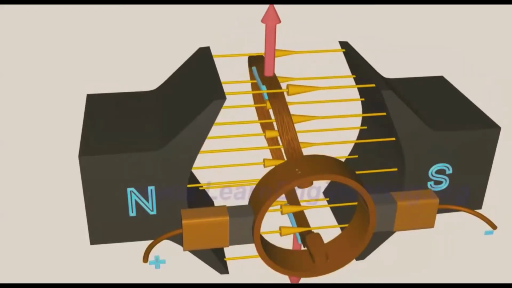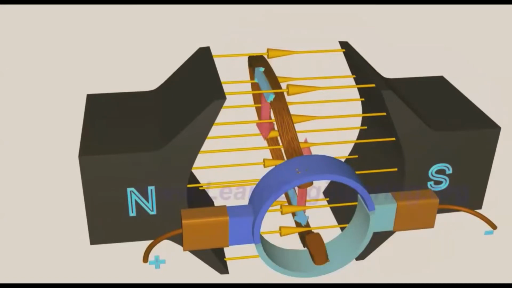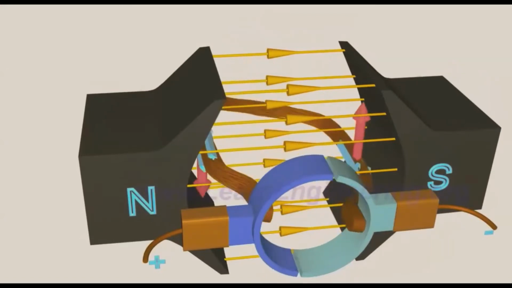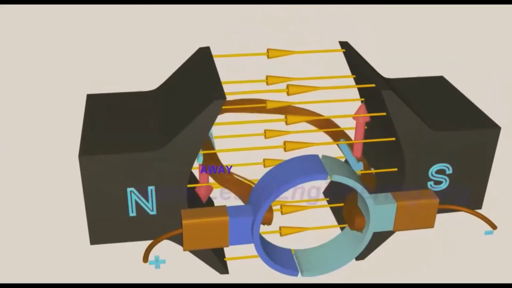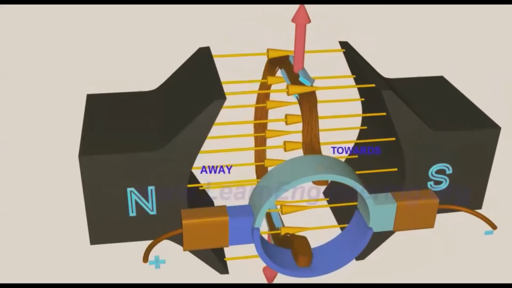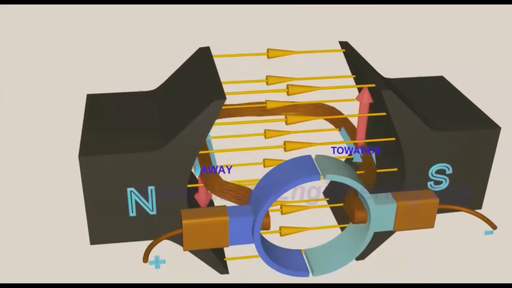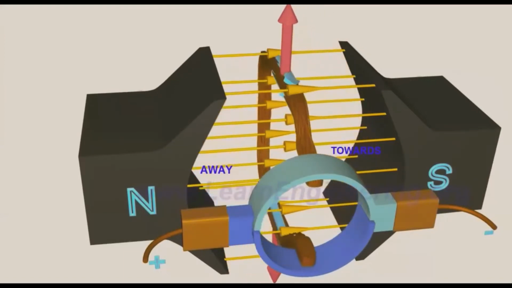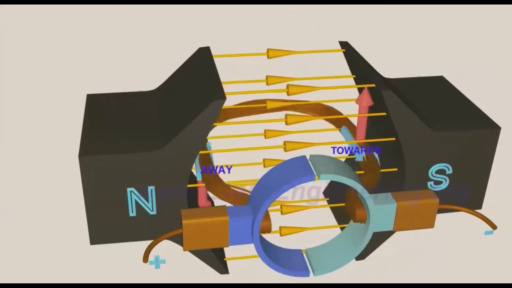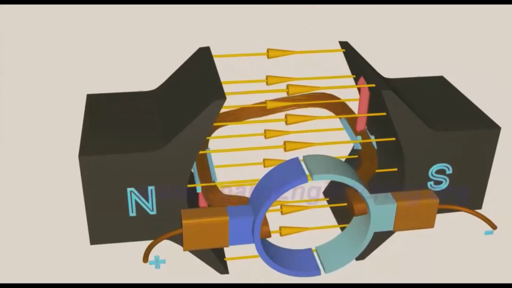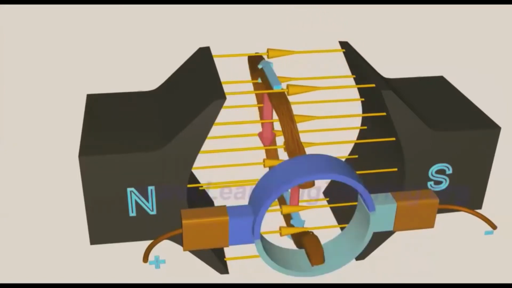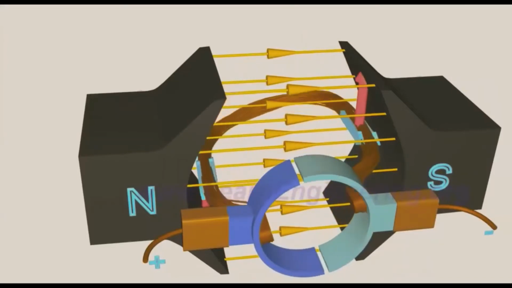We can notice that as the coil rotates, the commutator rings connect with the power source of opposite polarity. As a result, on the left side of the coil, the current will always flow away, and on the right side, current always flows towards. This ensures that the torque action is in the same direction throughout the motion, so the coil will continue rotating.